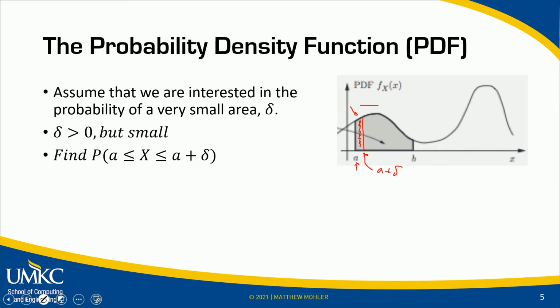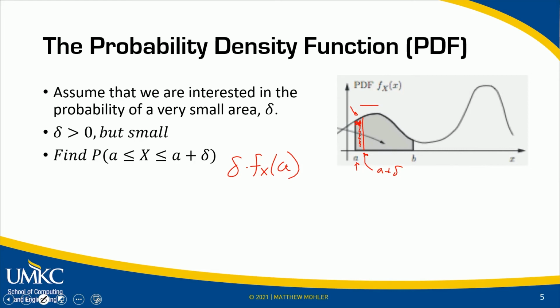So then what we're left with is this rectangle here. So again, just assume that that's a fixed line. And to find the probability, we said that probability is an area. And so the probability of this region would ultimately just be delta multiplied by the probability density function at A, because we said that it doesn't change from A to A plus delta.